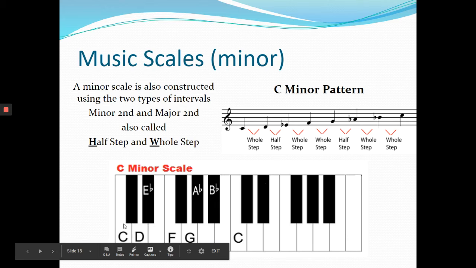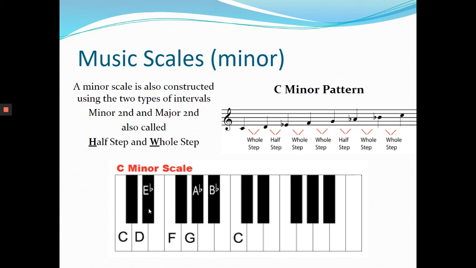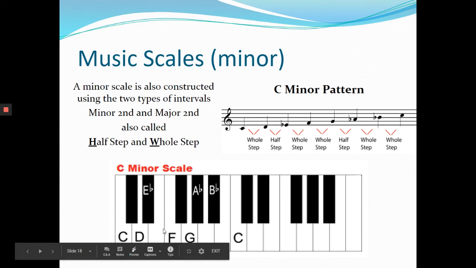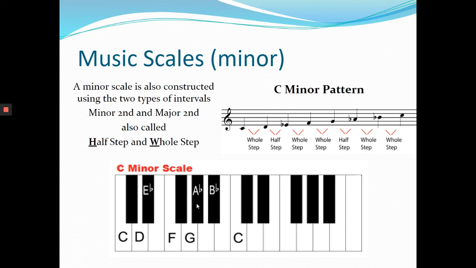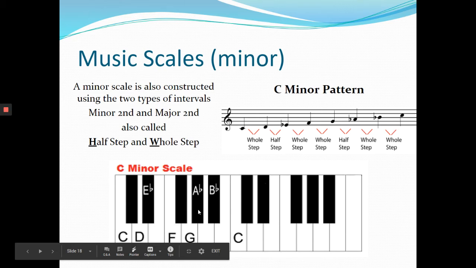Okay, so if you look on here, you have C to D, which is the whole step. Now, if we go to a half step, D is right next to the E flat. And then for the whole step, we have to skip a note, so we skip this E and go right to the F. Whole step, F to G. Half step, G to A flat, because those are right next to each other. Whole step, we skip this key and go to the B flat. And then whole step, one more time, we skip this B and go right back to the C. Minor scale construction.